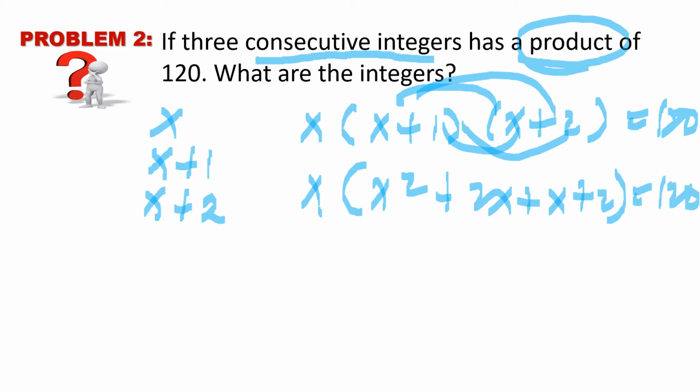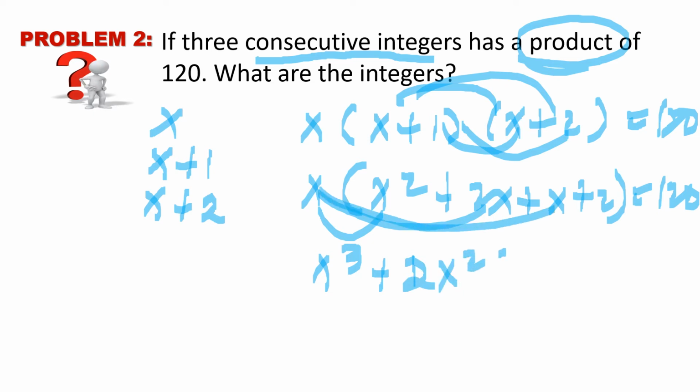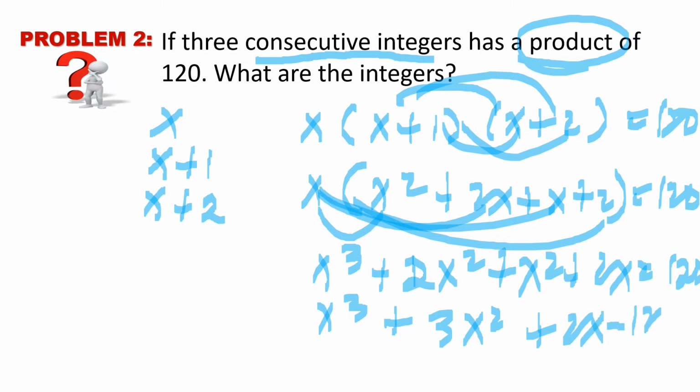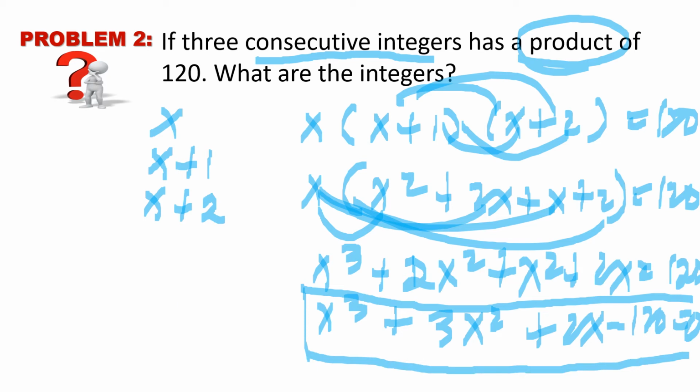And then distribute x times x squared is x cubed, plus x times 2x is 2x squared. And finally, not yet final, x times x is x squared again, and x times 2 is 2x, equals 120. So x cubed plus 2x squared plus x squared here is 3x squared, and plus 2x, then transpose 120, minus 120 equals 0. So this is our polynomial if you will be asked to find the polynomial.